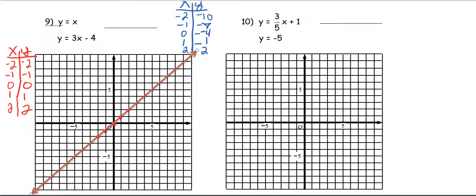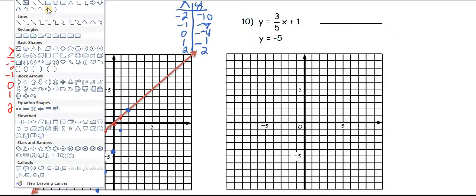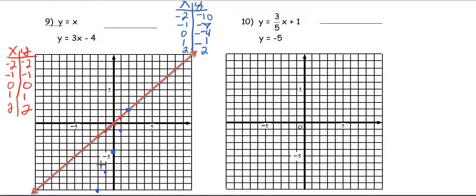So now I'm going to add in my second equation, and that's going to be -2, -10. So I'm going to go down here, 5, 6, 7, 8, 9, 10, -1, -7, 0, -4, 1, -1, and 2, 2. And we're going to go ahead and put in our line, our graph.